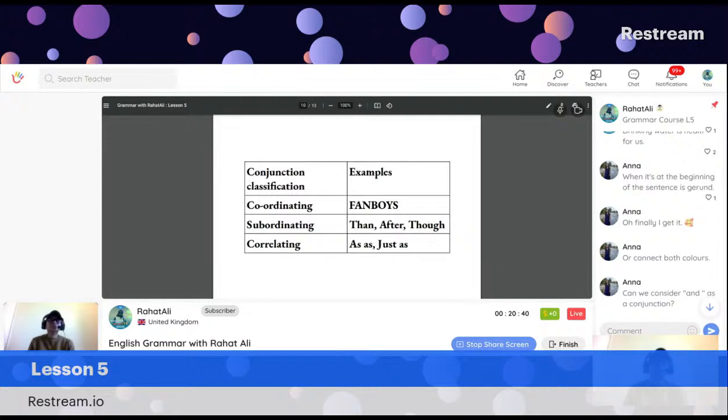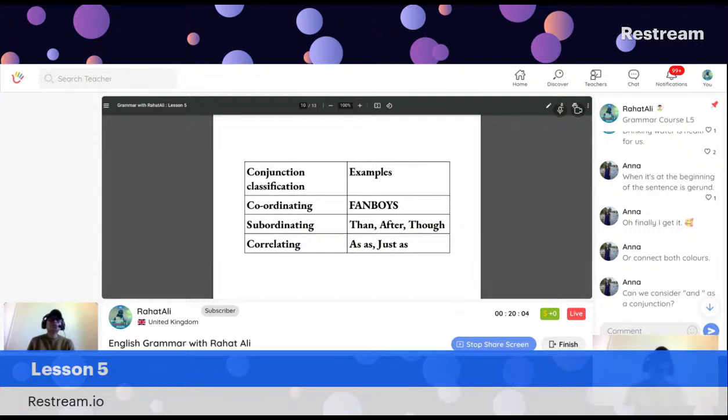I'm going to explain it to you guys and ladies as well. What does FANBOYS mean? FANBOYS is the shortened form of all the most commonly used conjunctions. F stands for, F means for here, okay? Then A means and. N means nor. B stands for but. O for or. Y for yet. And S for so.